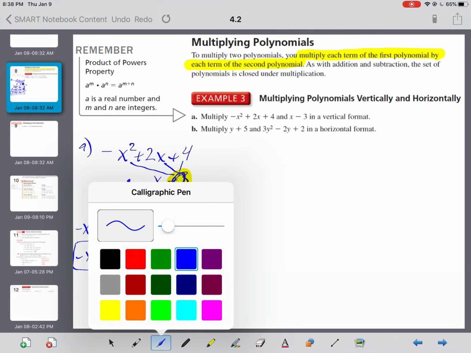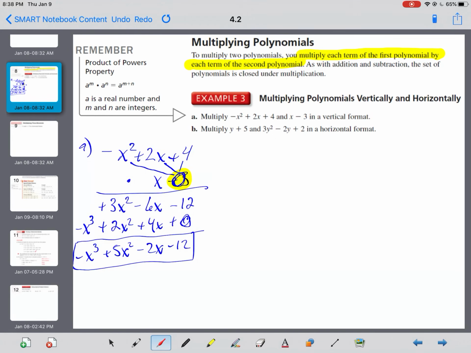There you go. That's not my favorite way to do it. That's not how I grew up doing it. I didn't do vertical. I didn't think about it till this book, actually. But horizontal is my game. Y plus 5 times 3y squared minus 2y plus 2. I think I did it horizontally mostly because it was a paper saver. And that was just how it was shown.